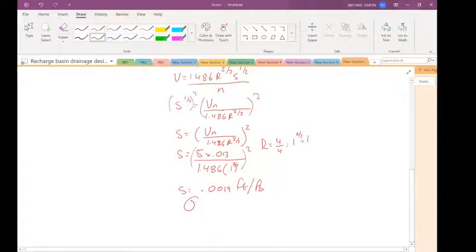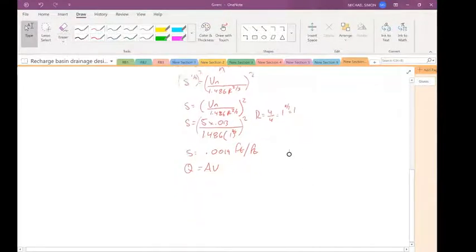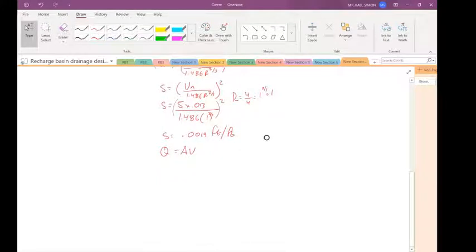Whoa, screen moved on me. So Q is equal to AV. Now, we're not going to go through this whole process, but I want to show you what we could do. If you were bored, you could take V and plug that in, 1.486 R to the 2/3 S to the 1/2 over N. Now that's a cool equation. We already have velocity, so we don't have to do that.